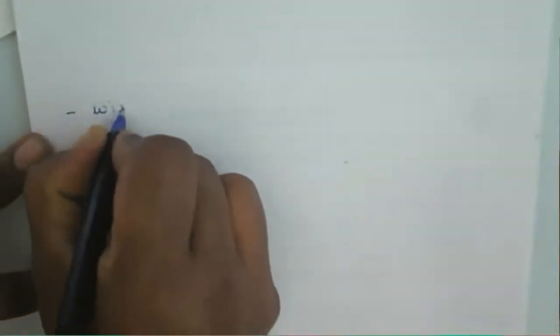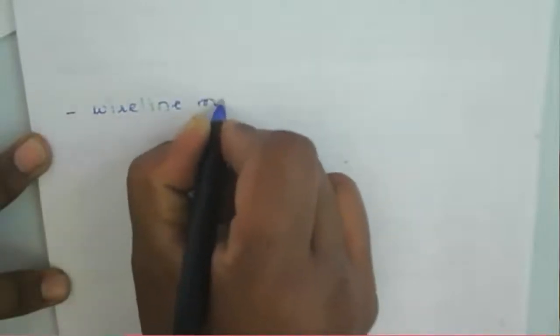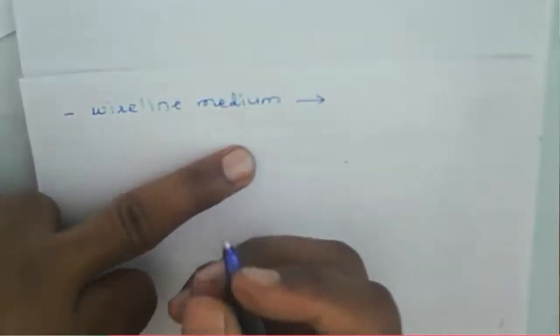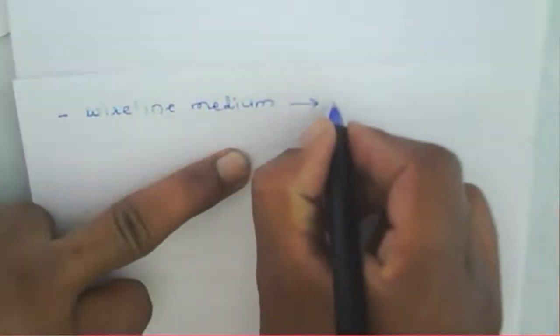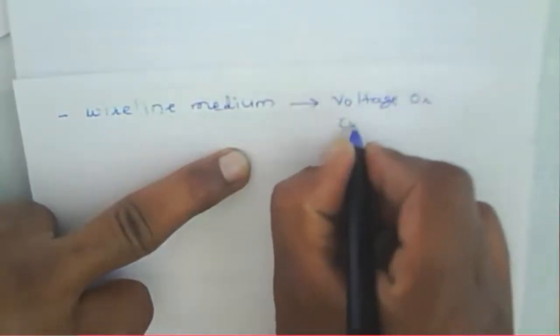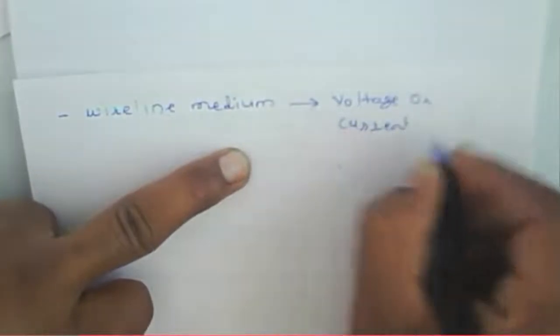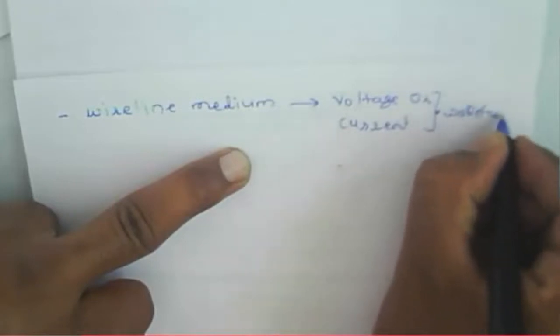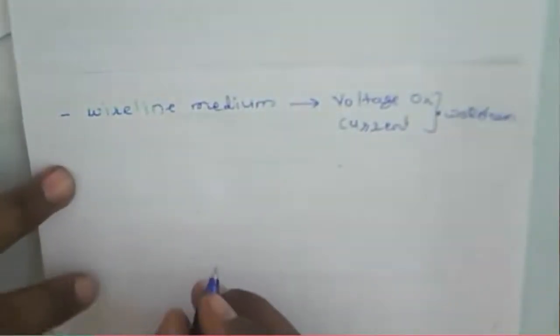Now, as you are aware of the various media, in general how does communication take place? If it is a wireline medium, then your signal will be in terms of voltage or current, and all these are in terms of waveforms.